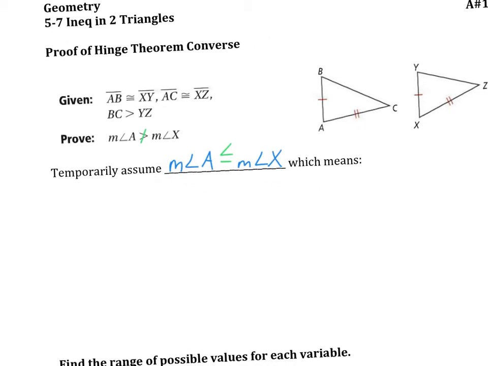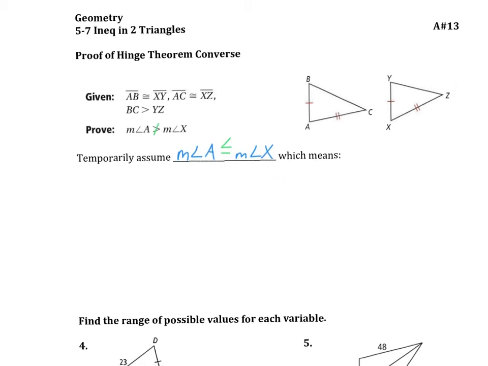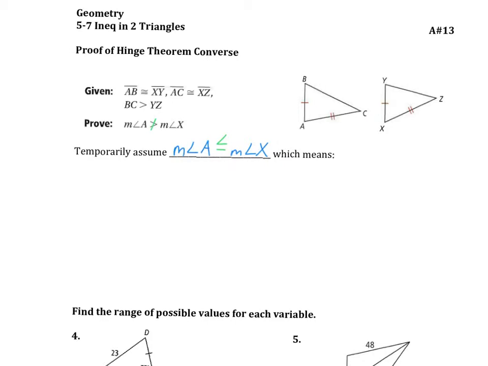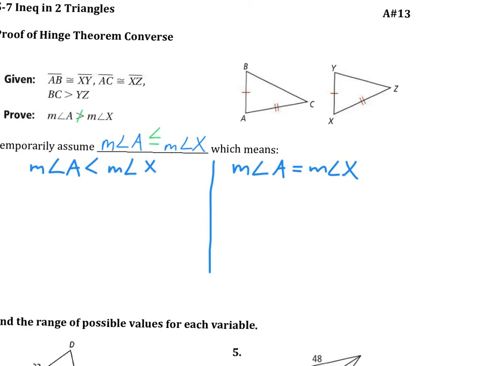So that means I'm going to split it up into two things. I actually have to disprove two things to prove one thing. The first statement that I'm going to disprove is that the measure of angle A is less than the measure of angle X. The other statement that I'm going to disprove is that the measure of angle A is equal to the measure of angle X. The equal one is actually, I think, a little bit easier. So let's attack, kill, destroy that one.